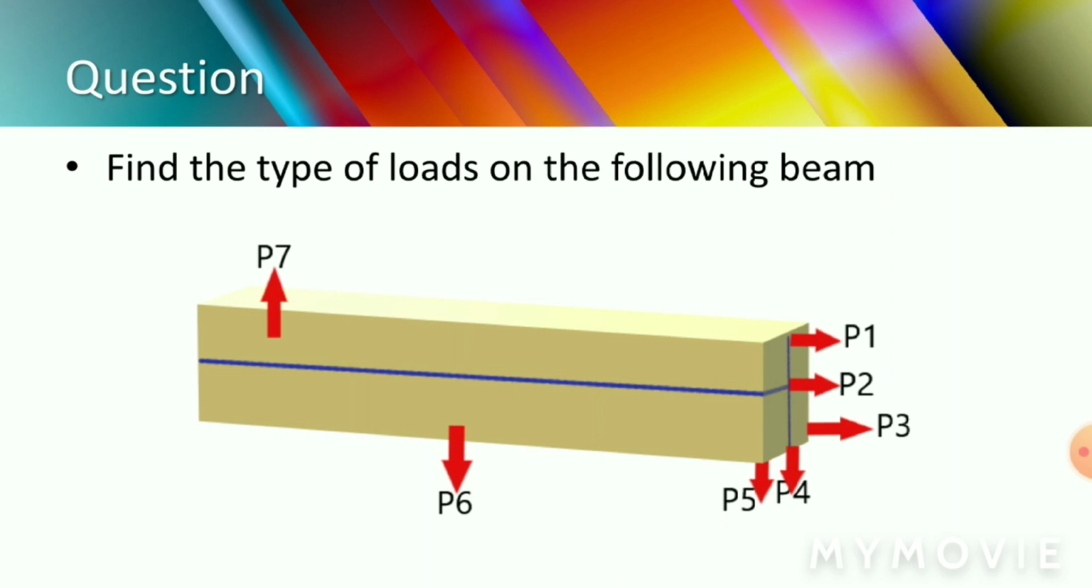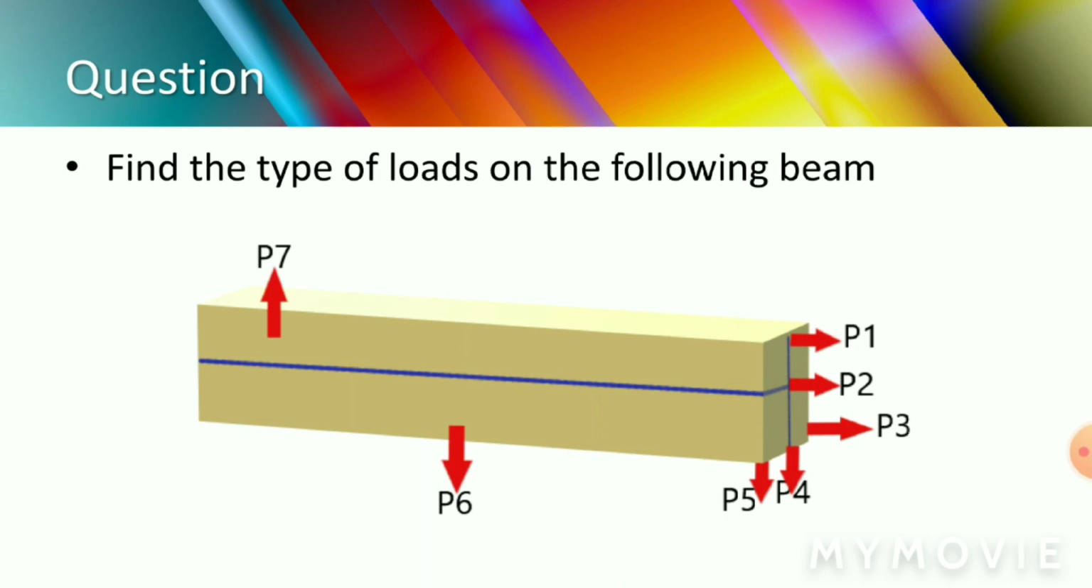P2 is also an axial load since it is acting perpendicular to the cross section, but it is exactly passing through the longitudinal axis. That's why P2 is said to be axial load. P3 is also an axial load, but it is acting away from the longitudinal axis. That's why P3 is eccentric axial load.